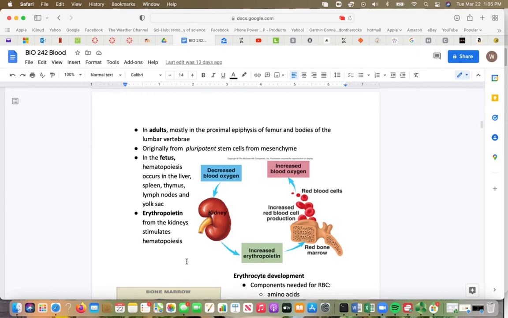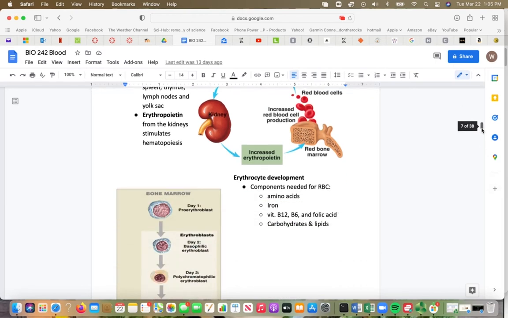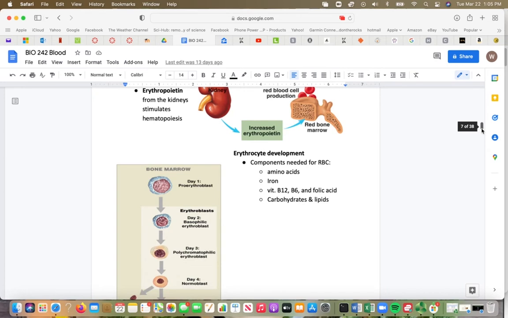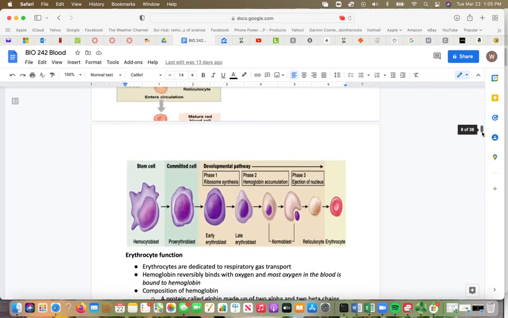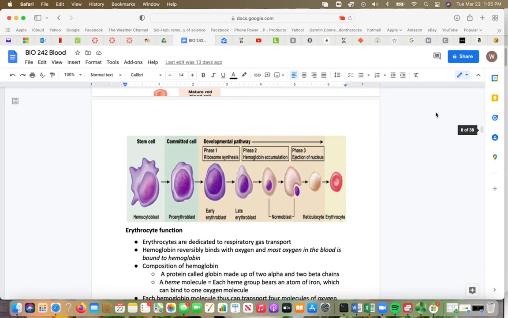Erythropoietin is a hormone that's going to come from the kidneys, and that's going to stimulate hematopoiesis. So the things we need to be able to make erythrocytes, we need to have the appropriate amino acids, iron, vitamin B12, B6, folic acid, and then an adequate supply of carbohydrates and lipids. So this little chart here shows the development that erythrocytes go through. They start out as a hemocytoblast, become a proerythroblast, the early and late erythroblasts, the normoblast, reticulocyte, and finally the erythrocyte.